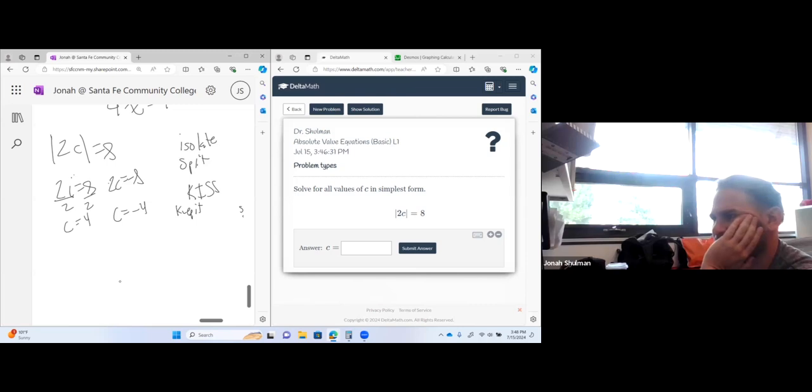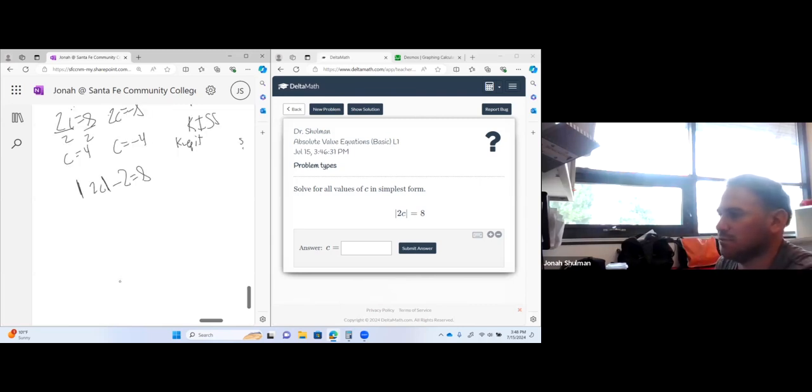Now, let's say it was absolute value of 2c minus 2 equals 8. The first thing I would do here is isolate by adding 2 to both sides. Now the bars are alone. You think 2 bars, 2 equations. So 2c equals 10, 2c equals negative 10. Your answers are 5 and minus 5.